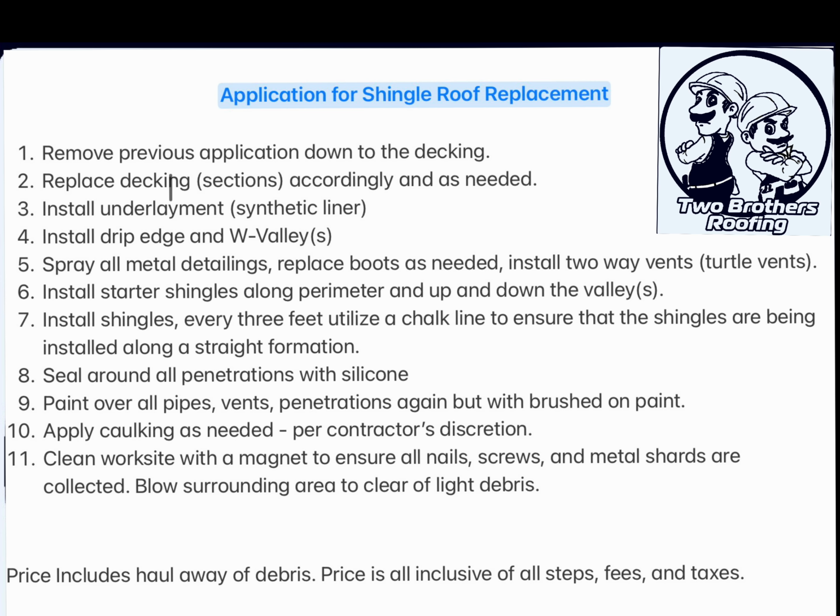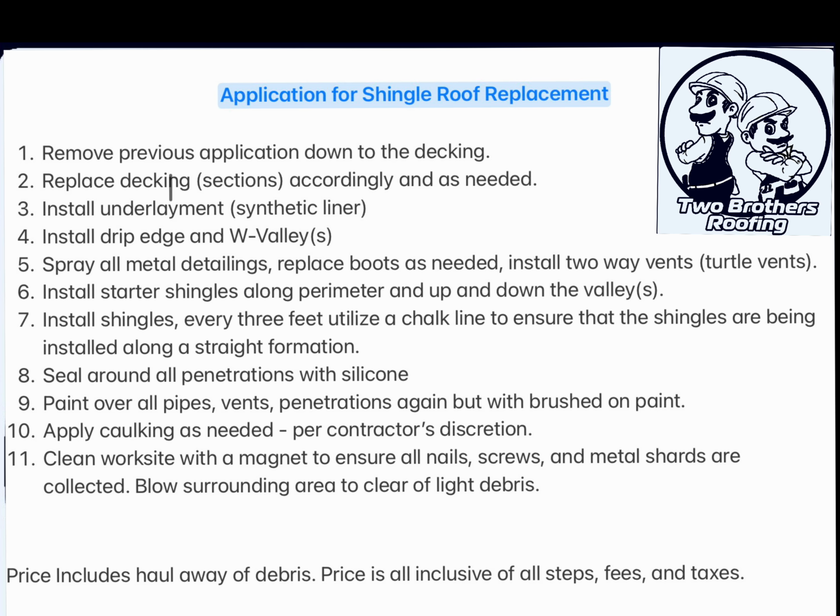Now, here's the application for shingle roof replacement. Number one, remove previous application down to the decking. Number two would be replace decking sections accordingly and as needed. So that would be removing OSB boards and replacing them with new boards if needed. Number three, install underlayment synthetic liner. Number four, install drip edge and W valleys. Number five, spray all metal detailings. Replace metal boots as needed. Install two-way vents, also known as turtle vents, for proper air ventilation.